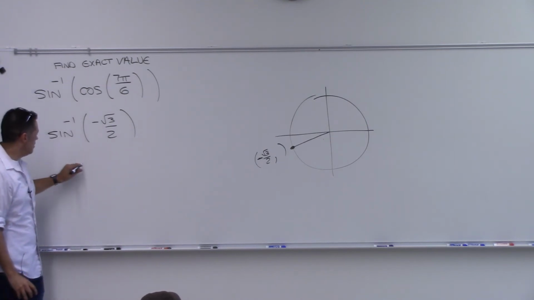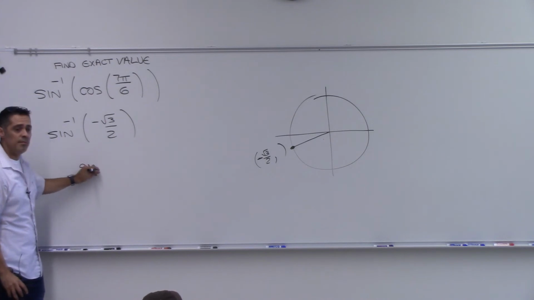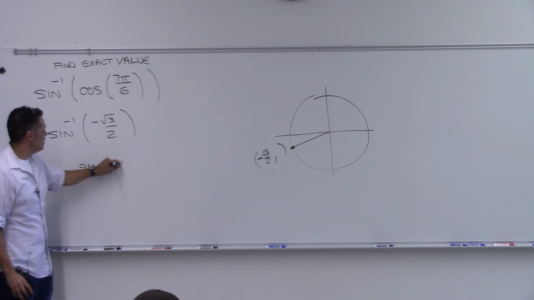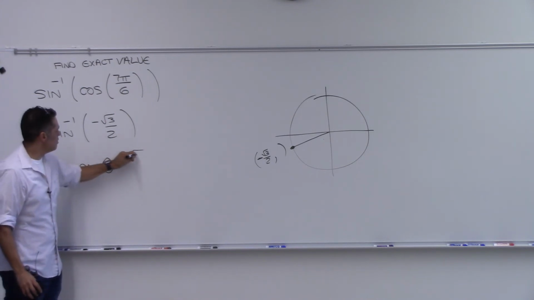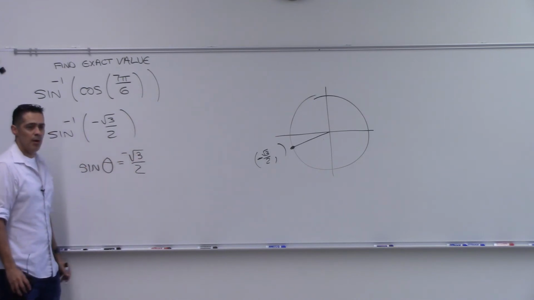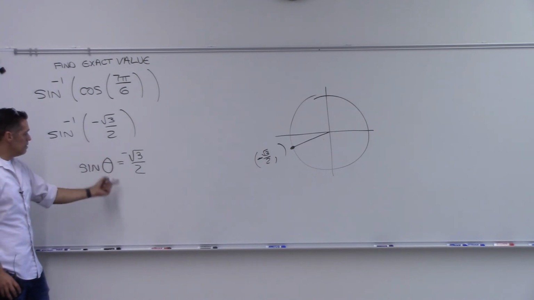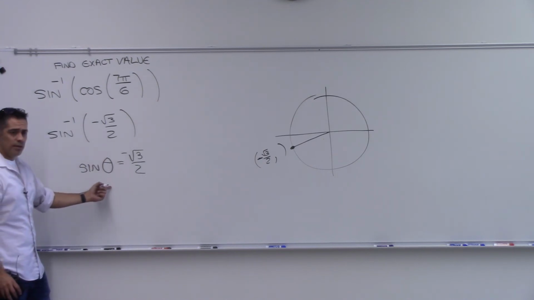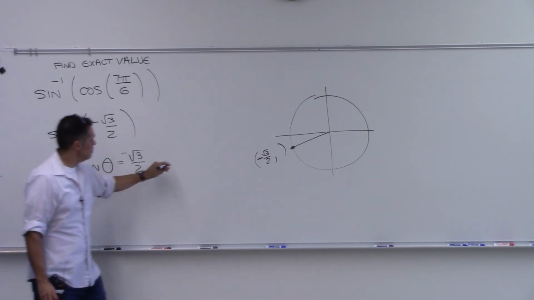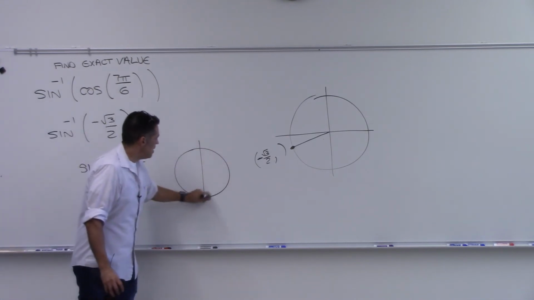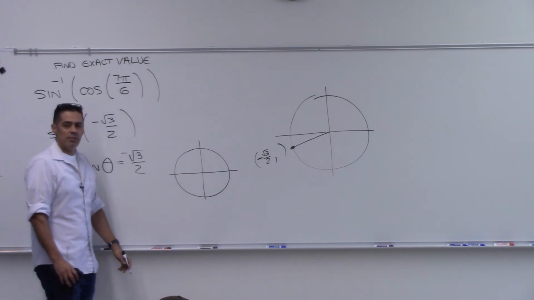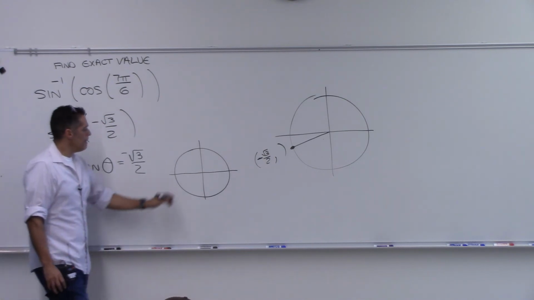This really means what? Sine of some angle is negative root 3 over 2, right? Which means where on the unit circle is your, which coordinate? Y coordinate? Negative root 3 over 2. Where's that happening? Where's your Y coordinate, negative root 3 over 2? Negative pi over 3. Right here.